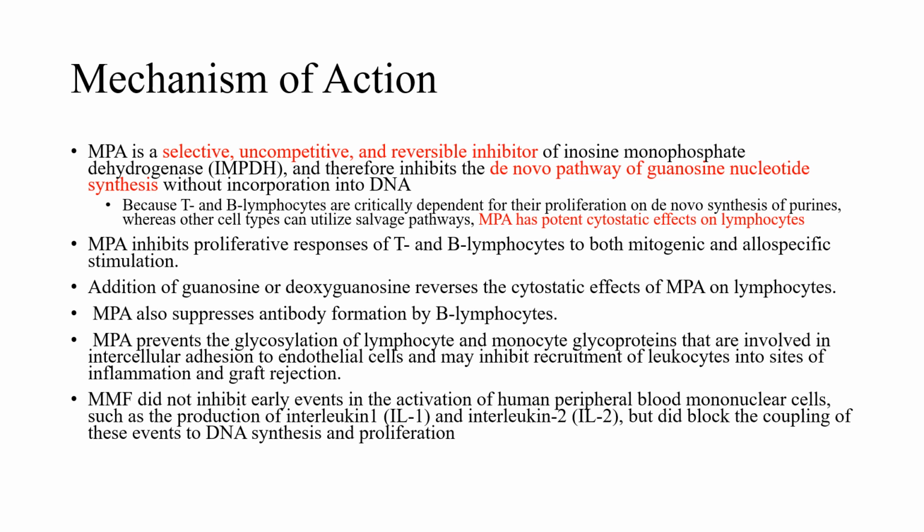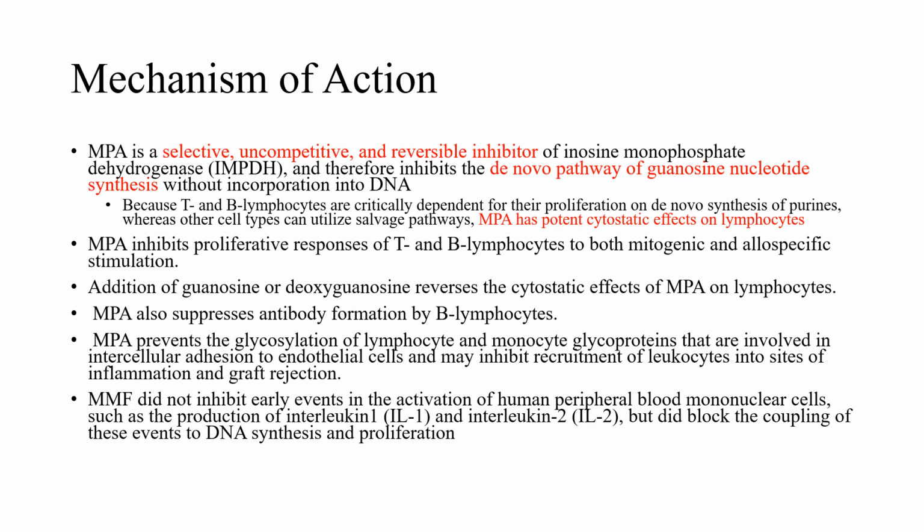It also prevents the glycosylation of lymphocyte and monocyte glycoproteins. For the intracellular adhesion to endothelial cells, which results in diapedesis and vascular movement, cell adhesion molecules are important, and the glycosylation of these proteins is inhibited by mycophenolic acid. So that will inhibit the recruitment of lymphocytes into the site of inflammation and graft rejection.